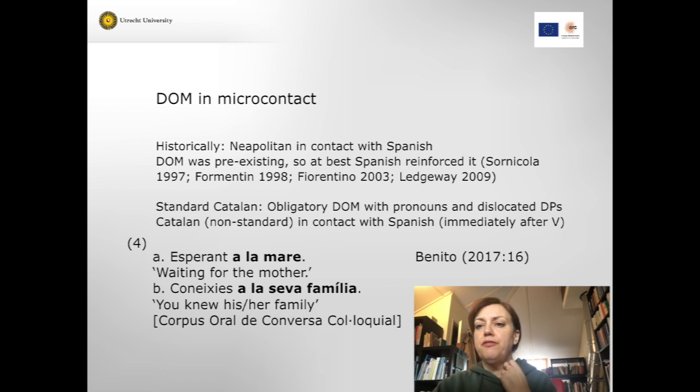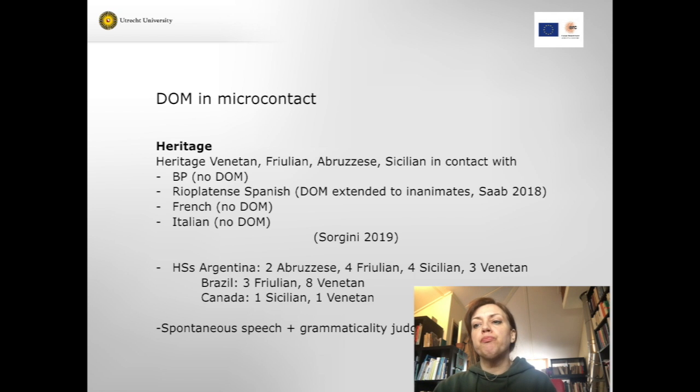But in fact, you have now some cases reported of, so Catalan has DOM, but it is restricted to positions in which the subject is not adjacent to the verb, for instance, and pronouns. Benito actually in her thesis reports more and more cases of differentially marked objects that are adjacent to verbs, possibly because of the influence of Spanish. In fact, these are perceived as Hispanicism. What we found is exactly the same.